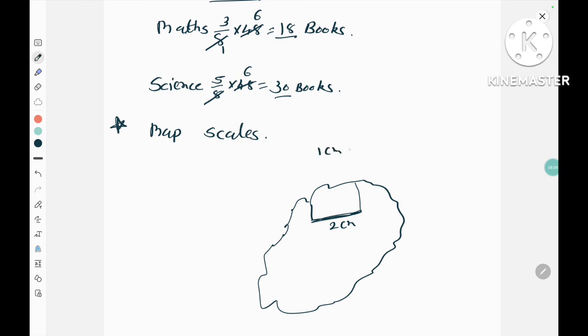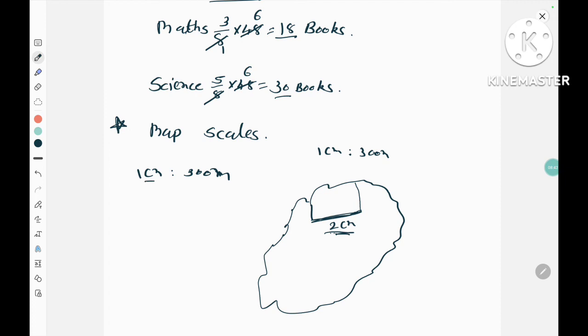1 centimeter equals, the ratio of the map scale is 1 centimeter in real life to be 300 meters. So if the flower bed in the drawing is 2 centimeters, then what is the length in my real garden? On the landscape, what is the real length? So the scale factor is 1 centimeter to 300 meters.